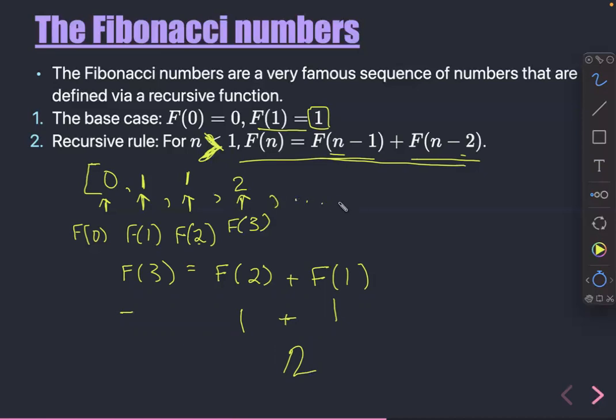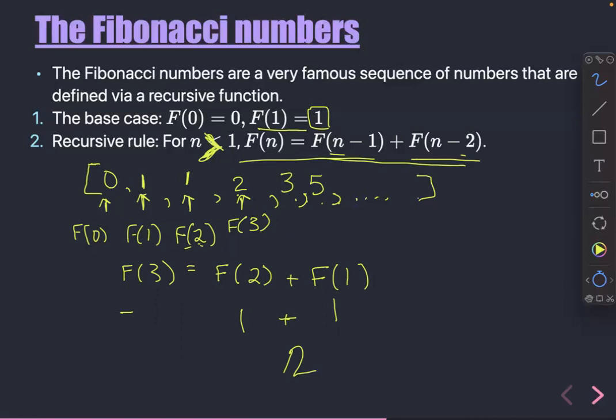And then you just keep defining it like so on. Basically each term is just the sum of the previous two numbers. So f of 4 would be the sum of f of 2 and f of 3, which is 3, because it'd be 2 plus 1. Then the next number would be the sum of these two numbers, so that would be 5. That's how you would define the list of the Fibonacci numbers.